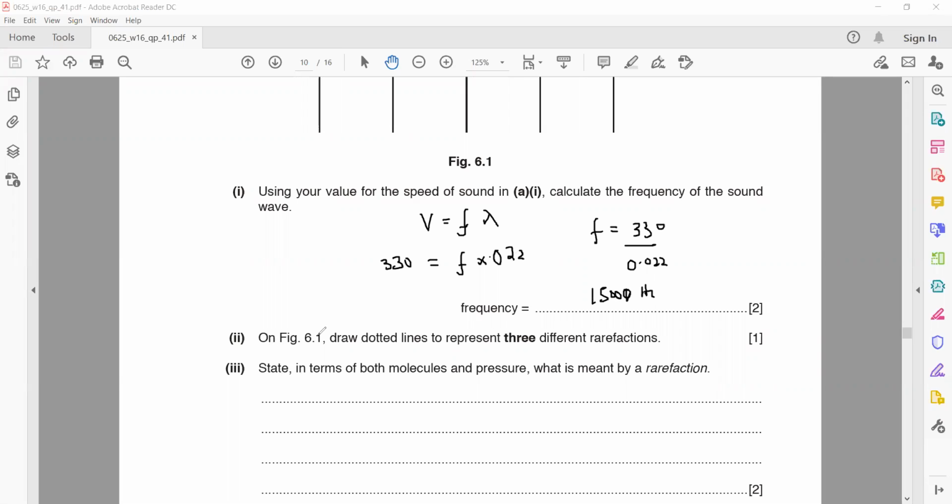State in this we already did. The figure, draw a dotted line to represent the rarefactions. So between the two compressions, there will be a rarefaction. So you will just draw dotted line. Same thing, between the two compressions, there will be rarefaction.